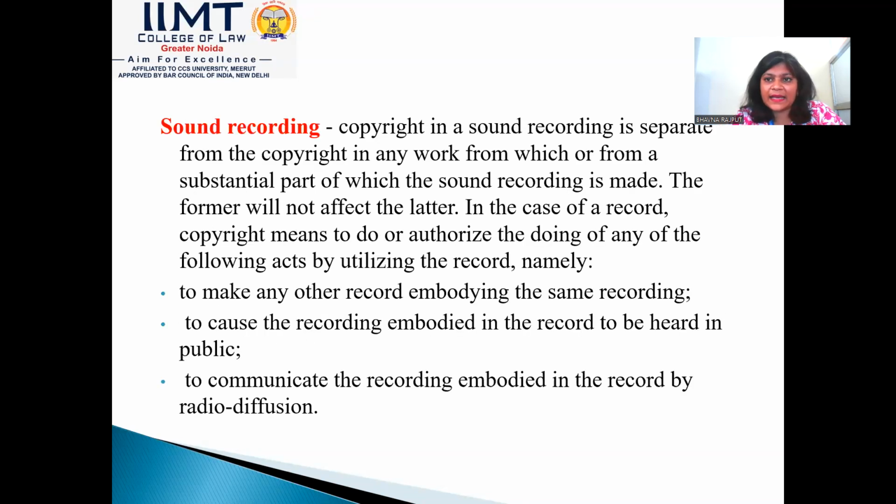As I said earlier, books were the first thing to get protection under copyright, but sound recording was initially not protected. After the case of Star India Private Limited versus Piyush Agrawal, sound recording was also considered a subject of copyright. Copyright in a sound recording is a separate form of copyright from that in any work from which, or from a substantial part of which, the sound recording is made. The former will not affect the latter.